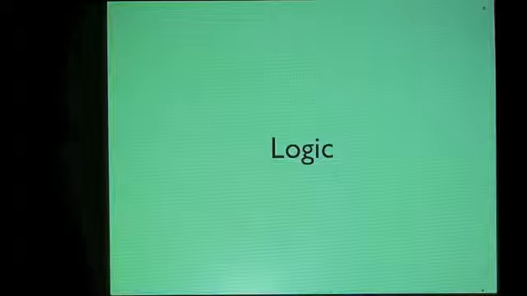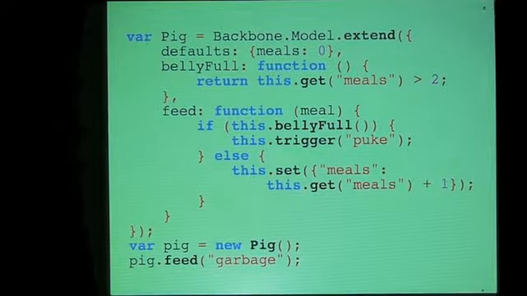So here is a really bad example of logic. My Backbone model is a pig, and my pig likes to eat. So he has meals in his belly. He starts out with 0 meals in his belly. I have a function that checks if his belly is full, which is if he's got more than 2 meals. And I can feed my pig. And if his belly is full, he's going to puke. Does that empty his stomach to 0 meals? Yeah, I did think about that.